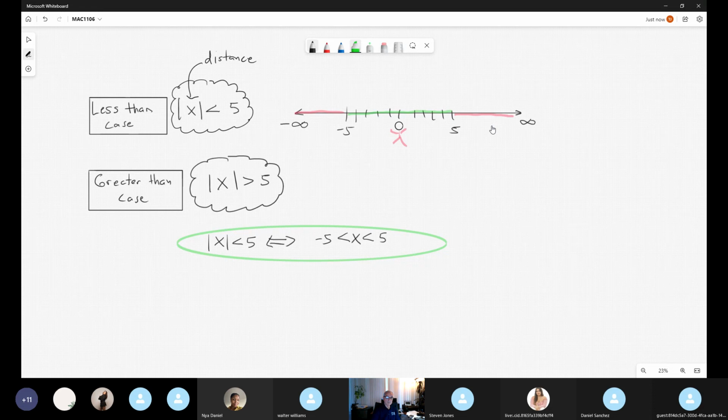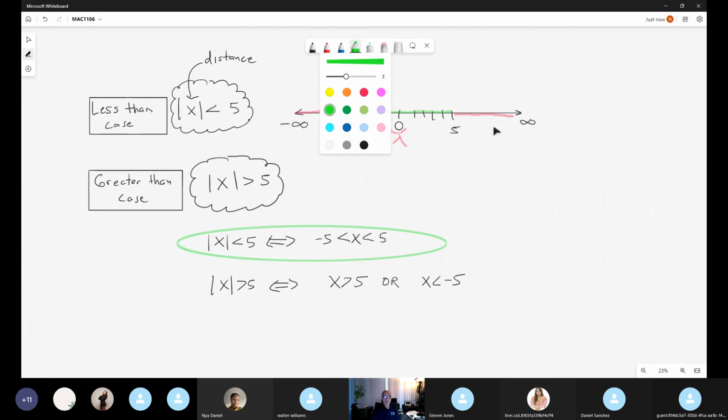However, if you have absolute value of x greater than 5, this is equivalent, but you cannot express it in one piece. You express it in 2 pieces because the red part is 2 intervals. One interval is x greater than 5. It's easy to understand because you only remove the bar, and you copy x less than negative 5 in the opposite direction. And this is the formula or the algorithm for the greater than.